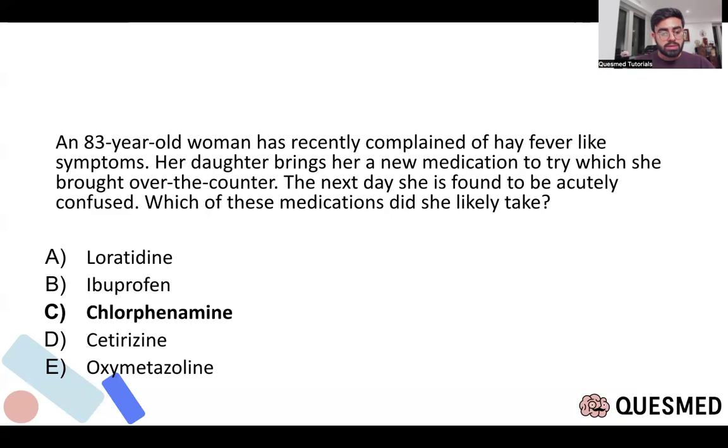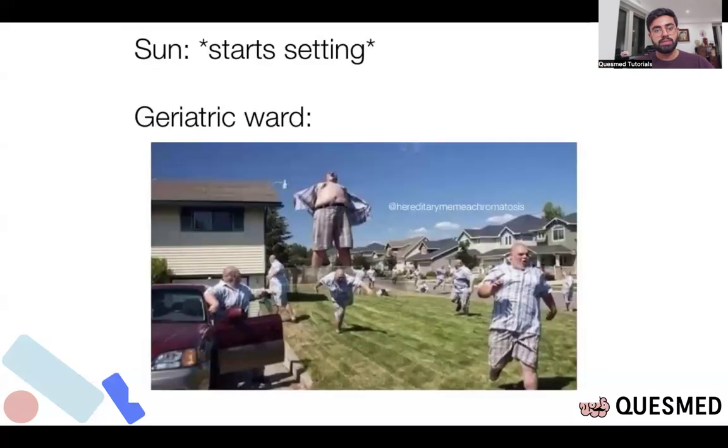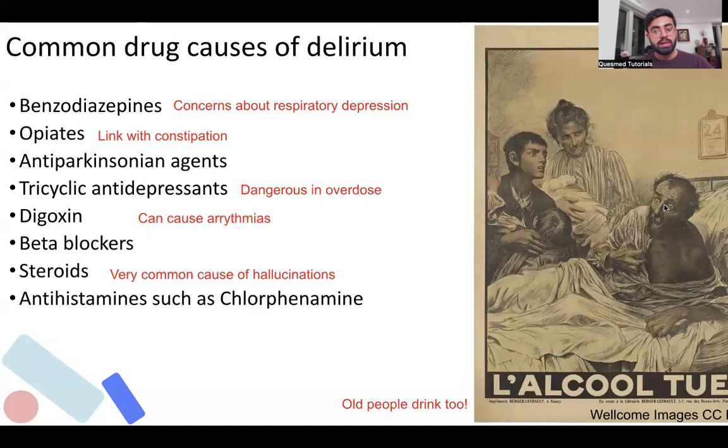And correctly, the answer is chlorphenamine, which is a first-generation histamine antagonist. And next, we're going to talk about polypharmacy and important side effects of certain medications, in particular in the context of delirium.